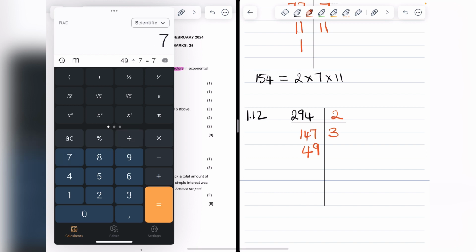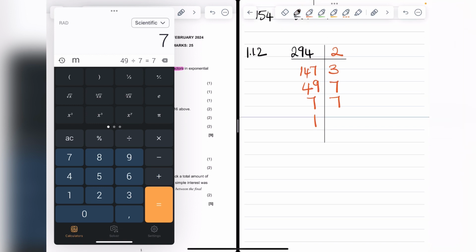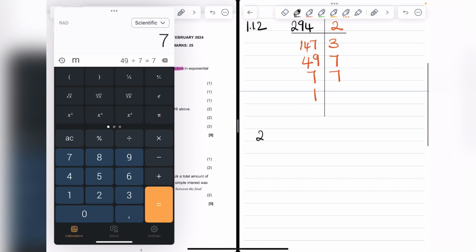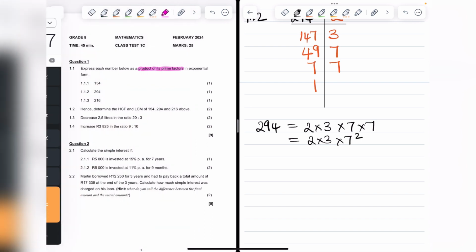That gives you 7, so 49 divided by 7 is 7. And then we have 7, and then we have 1. So 294 is equal to 2 times 3 times 7 times 7, and in exponential form, it would be 2 times 3 times 7 to the power 2.